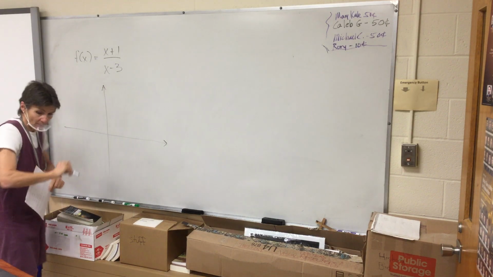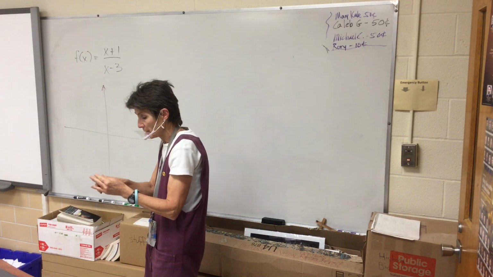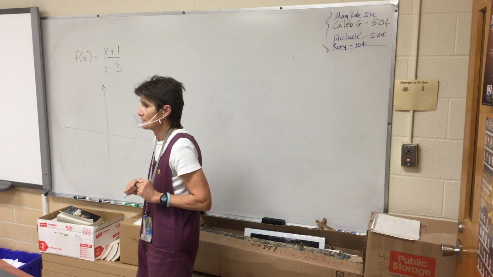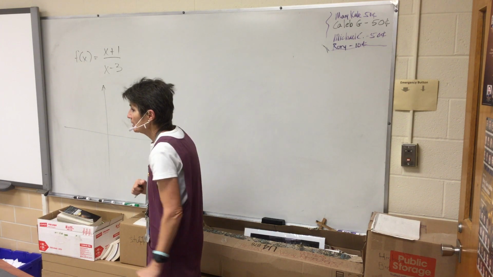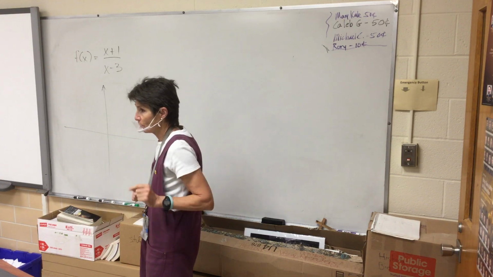Okay, does anybody remember anything about the asymptotes, where the asymptotes would be for this rational function? This is called a rational function. It's written as a fraction. There's a vertical asymptote, there's a horizontal asymptote. Anybody remember where either one is?